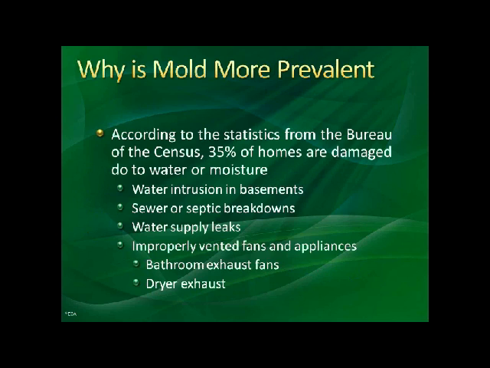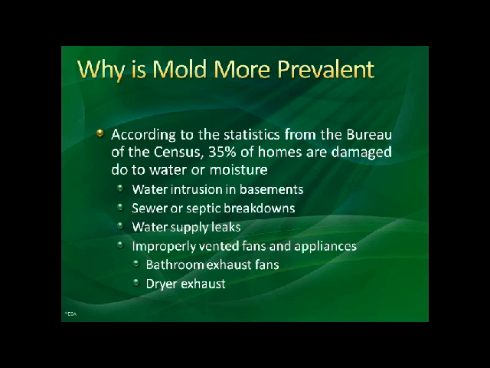It's getting more prevalent. According to the Bureau of the Census, exactly 35% of homes are damaged due to a water or moisture event. It could have come through the walls, or could have been just pipe leakage. What ASHRAE is actually looking at is improperly vented fans and appliances, not allowing the heat or the food sources to get out, and where the exhaust fans are located relative to their discharge.